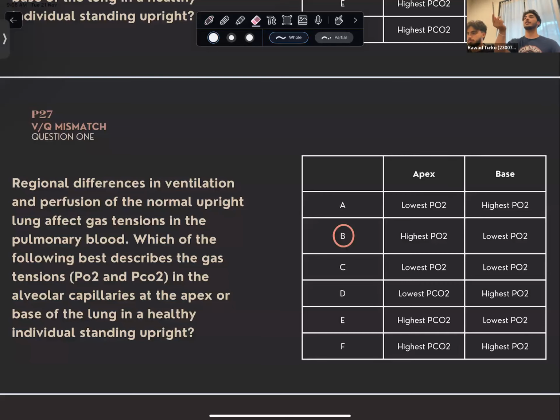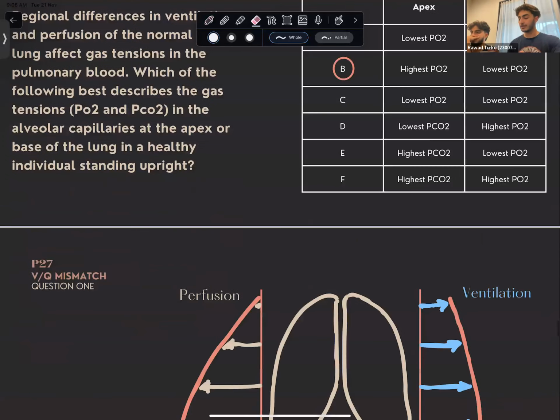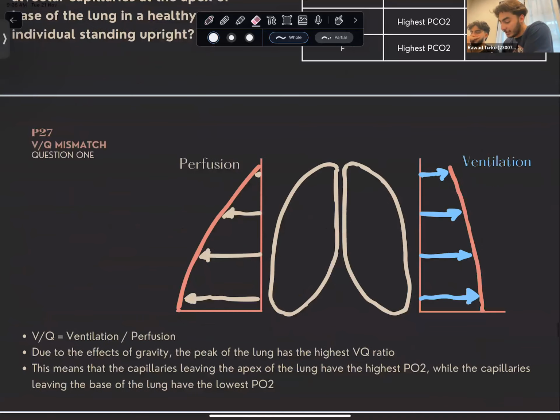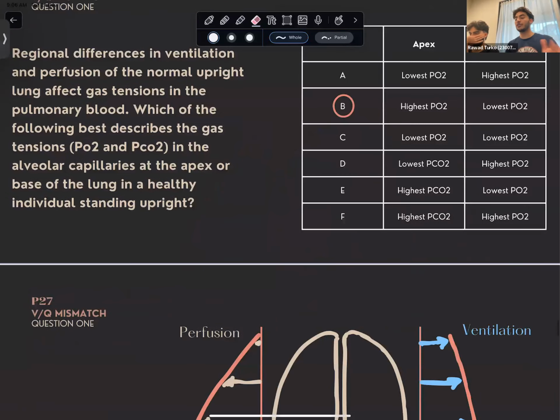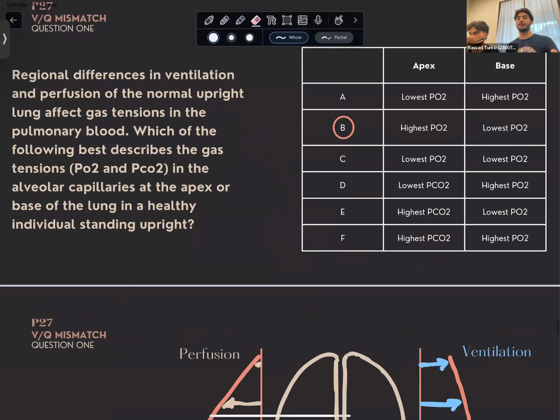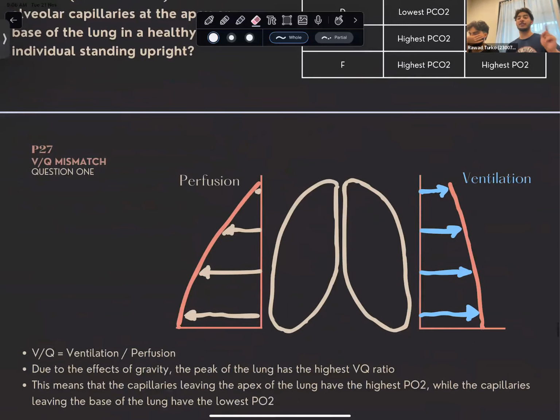My ventilation is higher here, so I'm going to have higher PO2. You should never think that way, because then that's when you start to get confused. Because you are right. You do have more ventilation here at the base than you do at the apex. So if we're looking at just the ventilation, yes, the answer would be A. You should have the highest PO2 at the base, but we're not looking at just the ventilation.